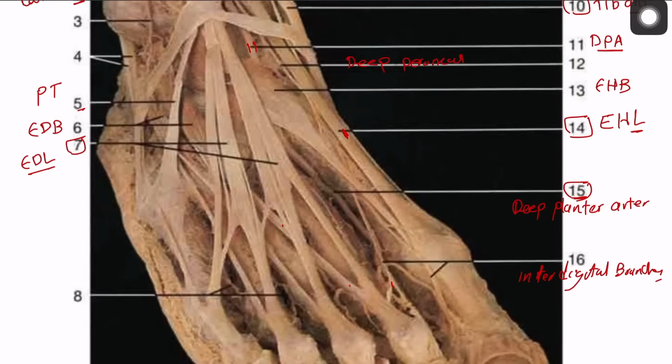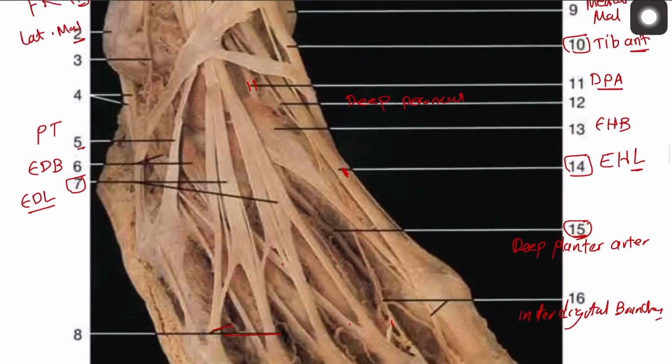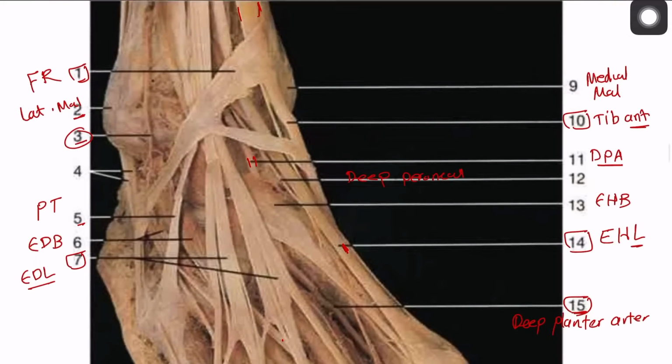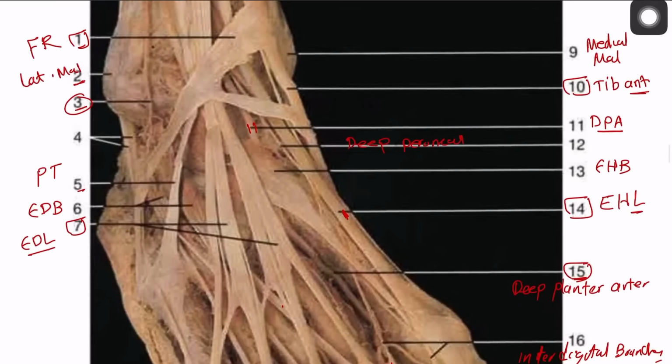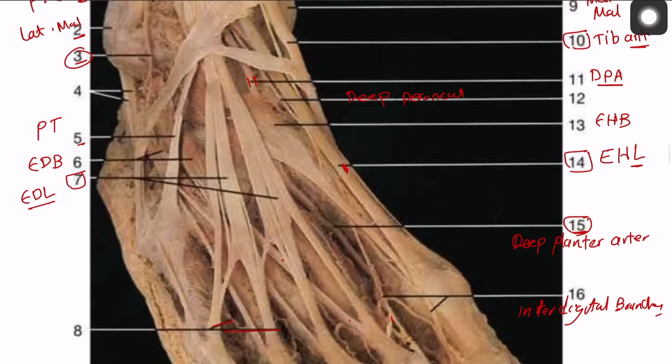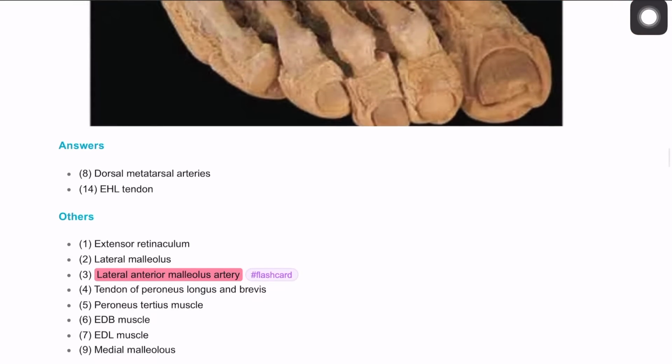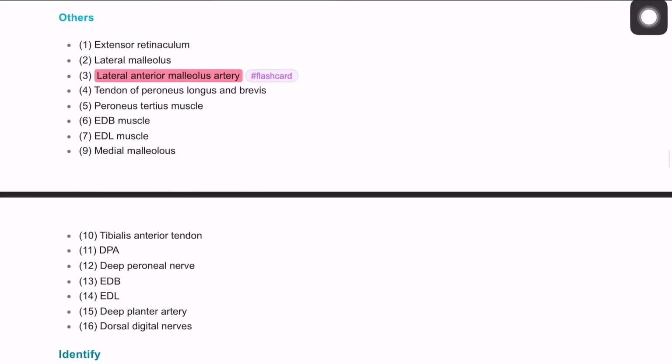Okay, so we have as well some arteries on the other side. So number 8 looks like artery, interdigital arteries, and they are coming from the arcuate artery, and this is the lateral malleolar artery. So it's the artery in front of the lateral malleolus, all right? So these are most of the structures on the dorsum of the foot, including muscles and nerves and also blood vessels. Okay, so we've answered most of it.